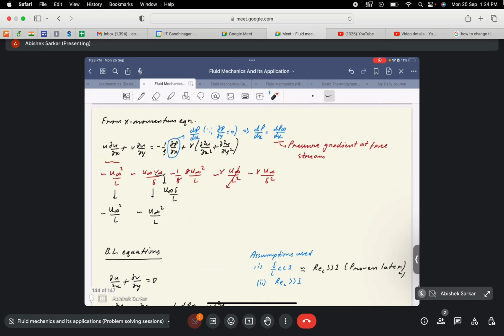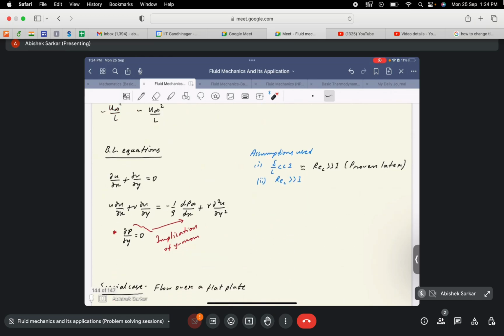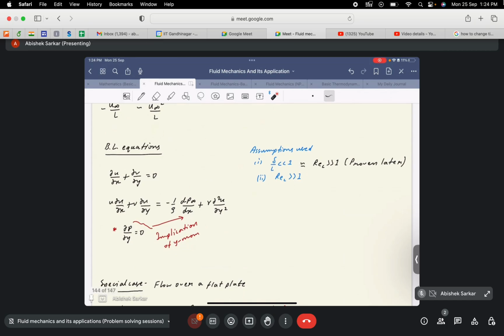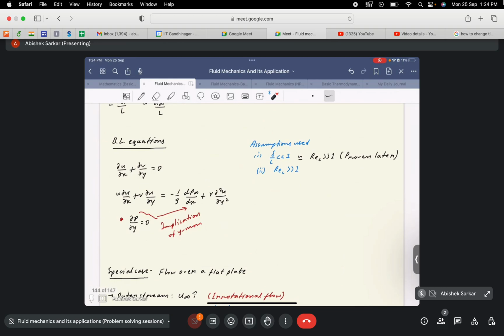Okay, so with these approximations in mind, the final boundary layer equations are taken to be the continuity equation, that is dou u by dou x plus dou v by dou y. Then the x momentum equation that has been simplified, that is u dou u by dou x plus v dou u by dou y is equal to minus 1 by rho dou p infinity by dou x plus nu dou square u by dou y square. And finally from the y momentum equation we also get dou p by dou y is equal to 0. This need not be written, but this simplification itself is an outcome of this equation. So these are interconnected; basically this is the implication of the y momentum equation. The assumptions that we use are del by L is much less than 1 and Re L is much greater than 1.